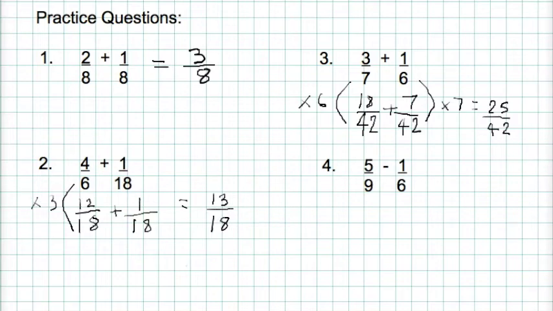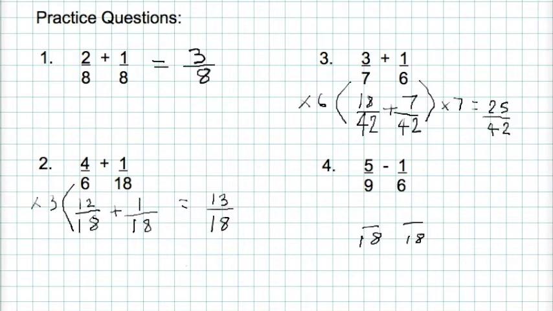Question 4. This time it's a subtraction, but the process is almost identical. So we start off, we're going to change these two denominators so that we've got our lowest common denominator. Now we could do 9 times 6 to give us 54, but in this situation it's easier just to see what both these numbers go into. 9 goes into 18, and so does 6. So let's write 18 as our lowest common denominator. It keeps the numbers smaller.